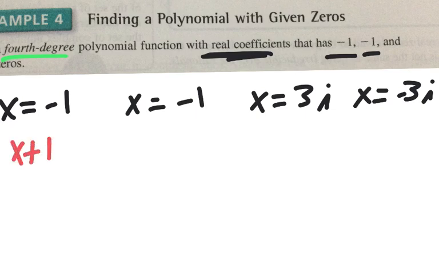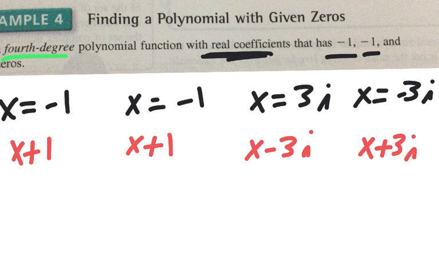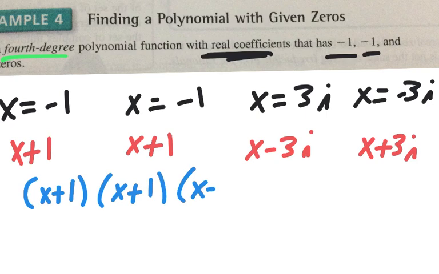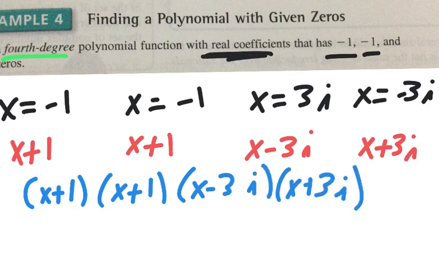So that means x plus 1 has to be a factor. X plus 1 has to be a factor. X minus 3i is a factor. X plus 3i is a factor. Remember how we're unsolving them, setting them back equal to 0. Now then we want to multiply all of these together: x plus 1 times x plus 1 times x minus 3i times x plus 3i.